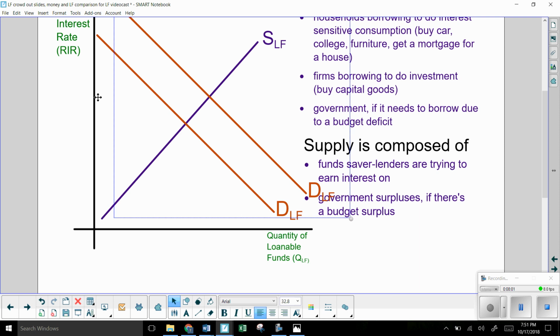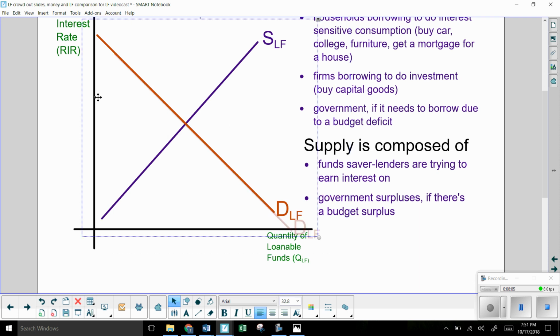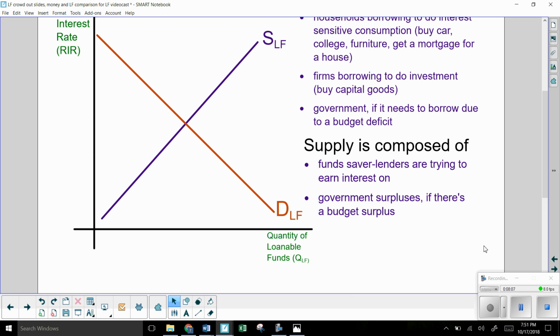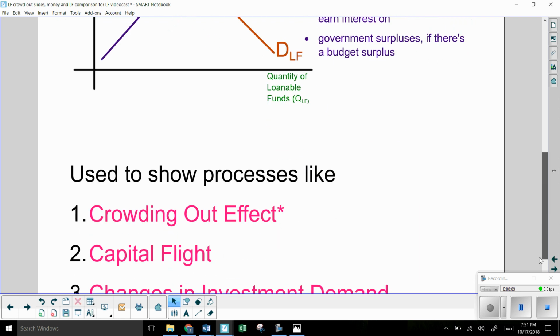And there are some negative consequences associated with that, which we call the crowding out effect. So that's a little preview of that. What is this idea of capital flight?